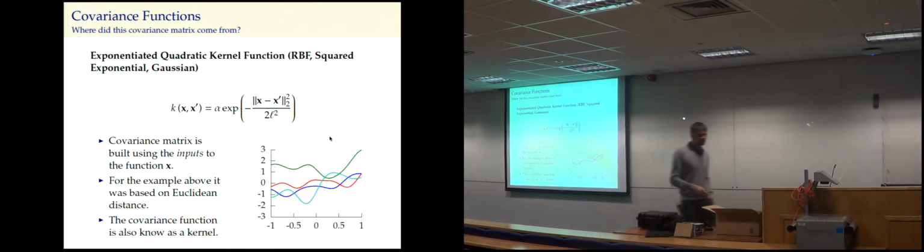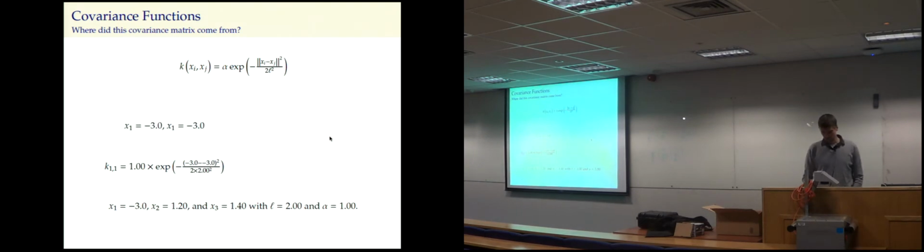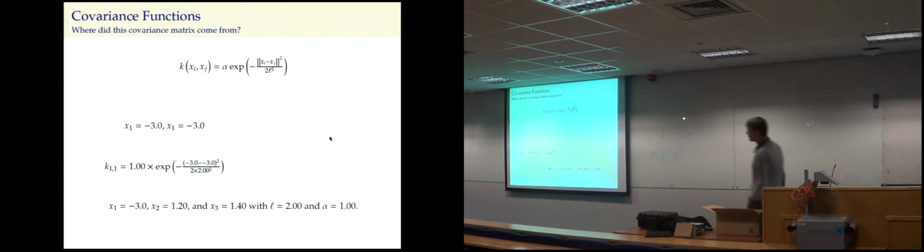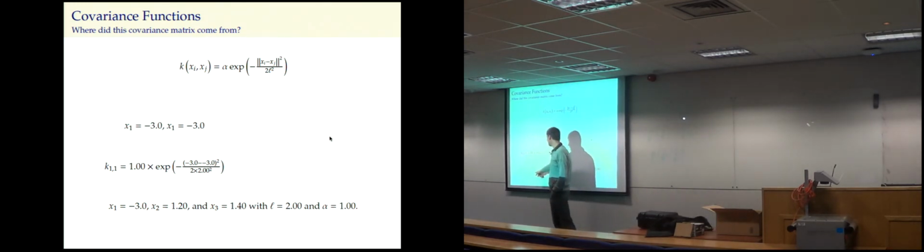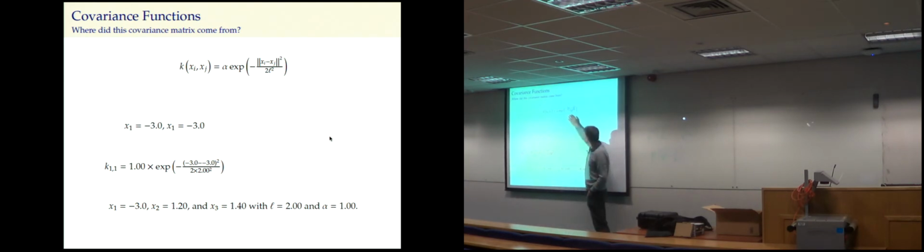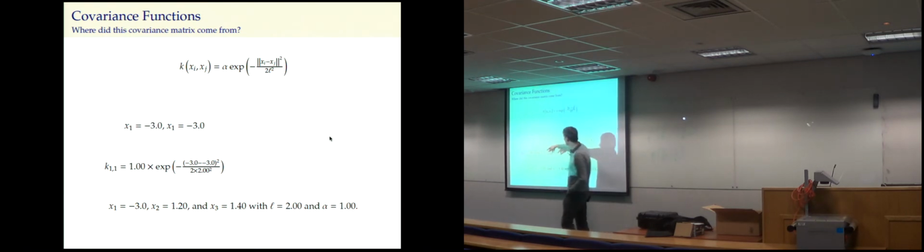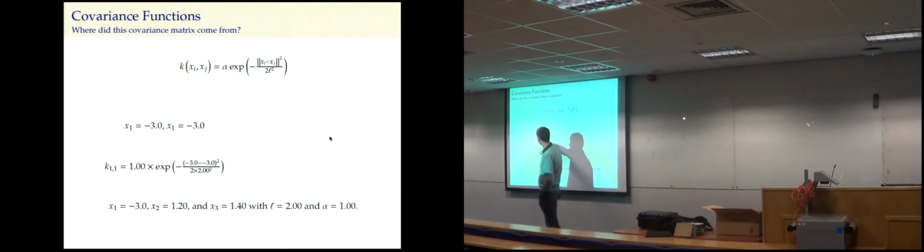So I'll go through this and then we'll pause again for questions. In the case where you've got a training and test set, so let's say you've got training data points at -3 and 1.2 and you want to make a prediction at 1.4, what do you do? Well, you take this function and you start building this covariance matrix. Once you've got that covariance matrix, you can feed it into the formula we saw before and start to make predictions. Yeah?